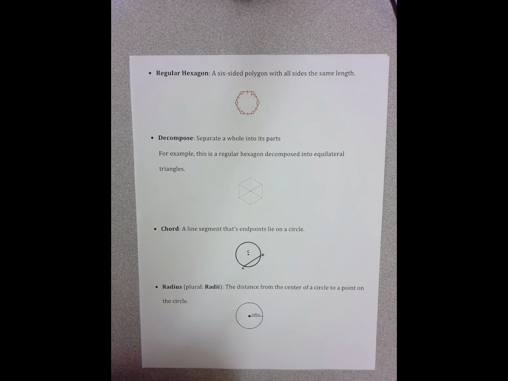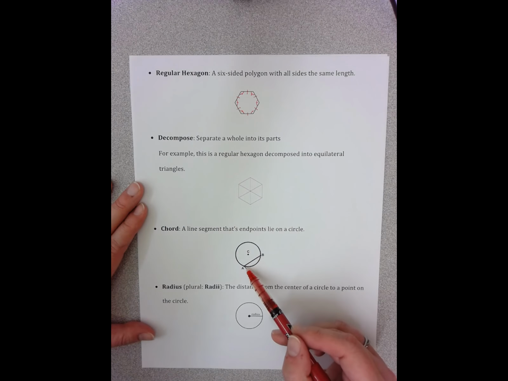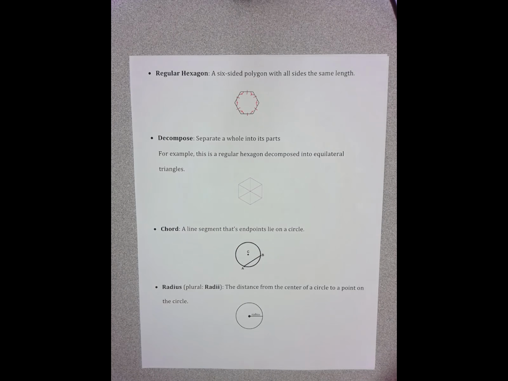Two more definitions having to do with circles. One is a chord. A chord is a segment where the endpoints lie on the circle. This chord can be off to the side, it can be through the center, but it is any line that has its endpoints on the circle.